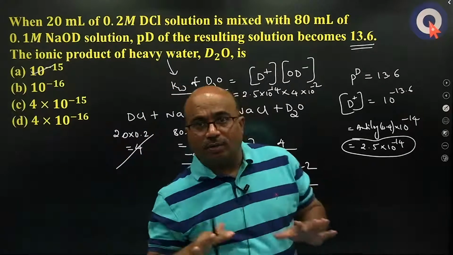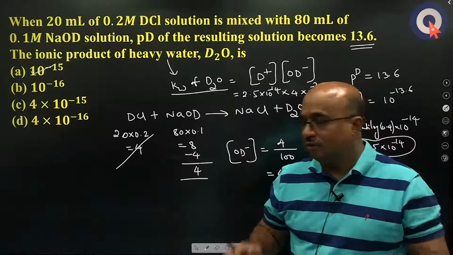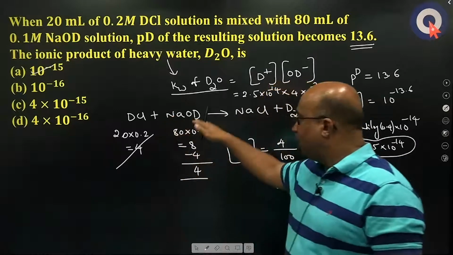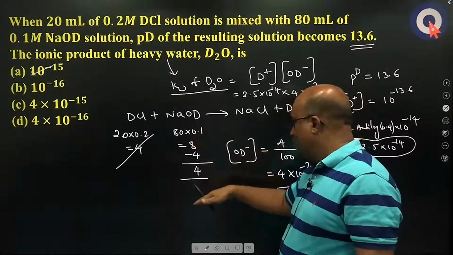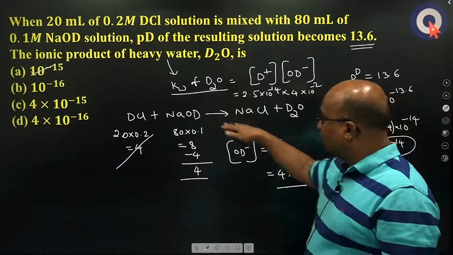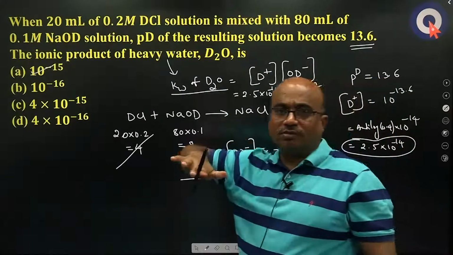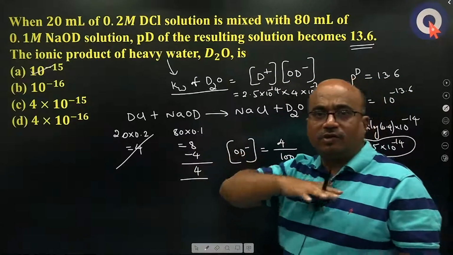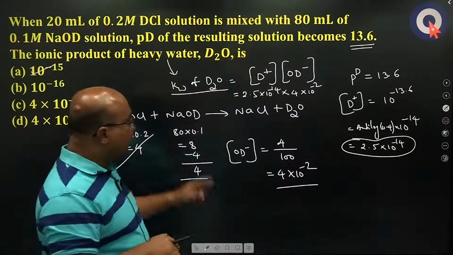So we need to determine only the D plus and OD minus concentration. Here excess NaOD was added, so the NaOD was left, and the OD minus concentration we can obtain from here. Both of these are considered strong, DCl and NaOD, because K values were not mentioned. So directly we can use it and do.